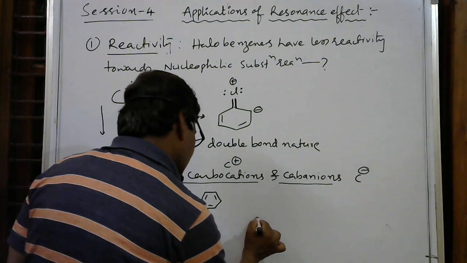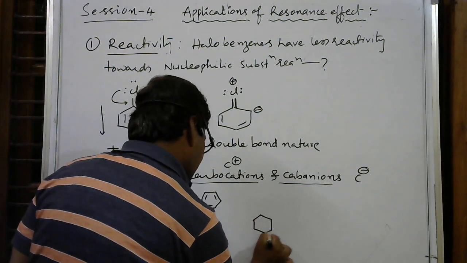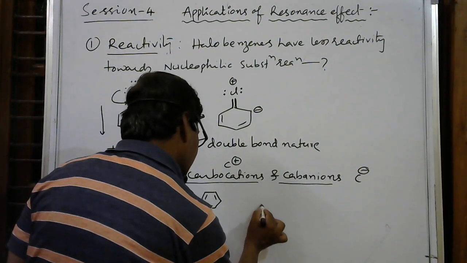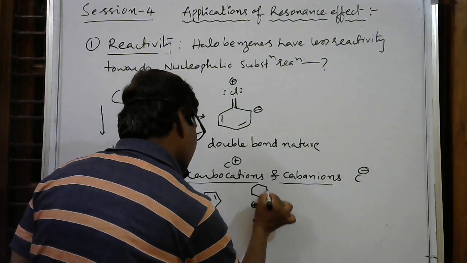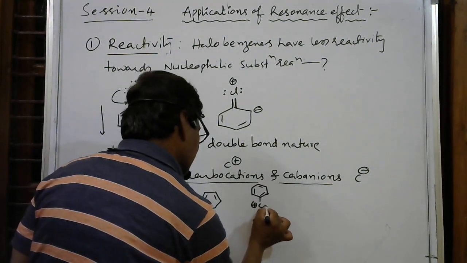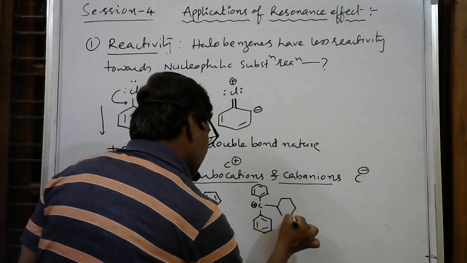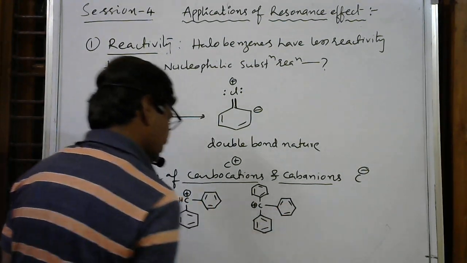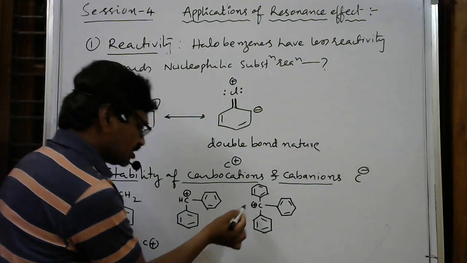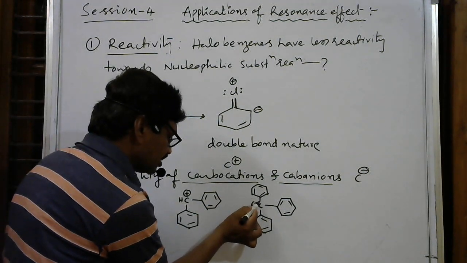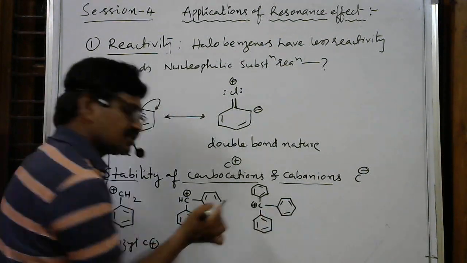One more is the triphenyl one here. Triphenyl: a carbon with a positive charge, and one more benzene here, like this. This is the triphenyl carbocation. Because of resonance, see here, there are more resonance forms. This positive charge is compensated from this side, and also this side, and also this side.